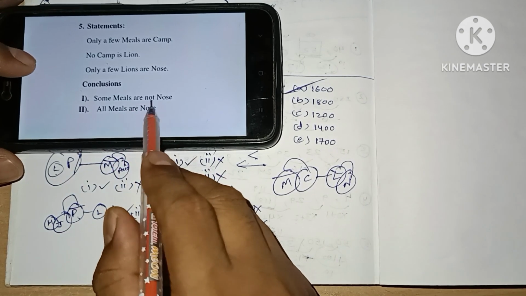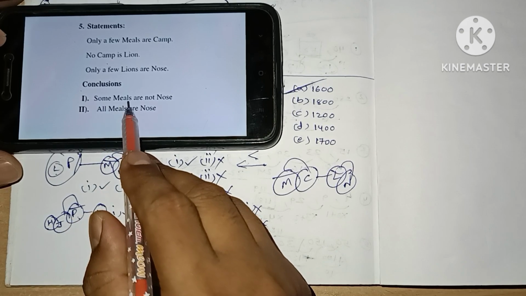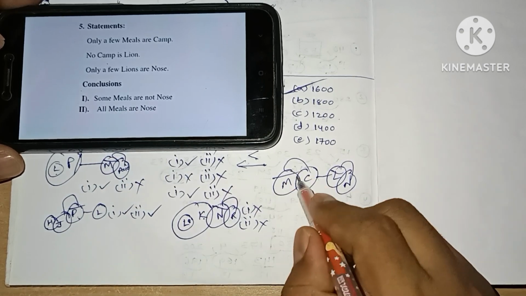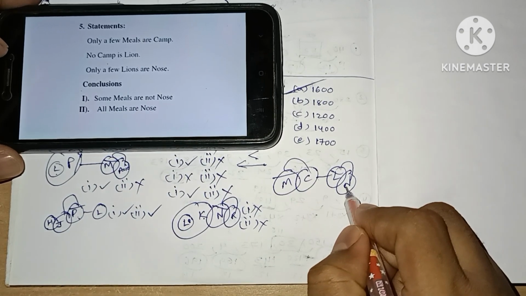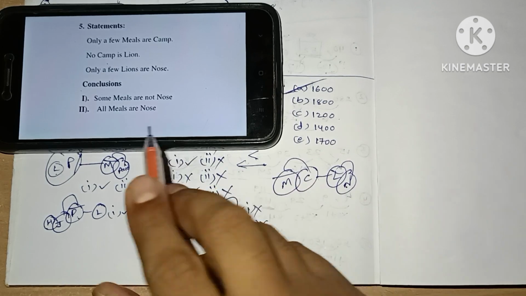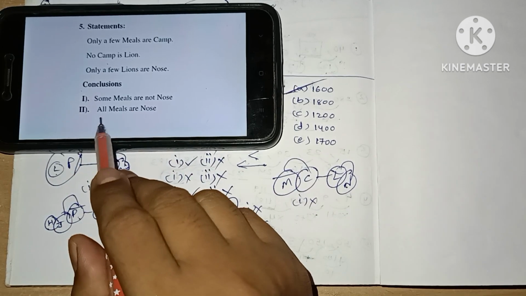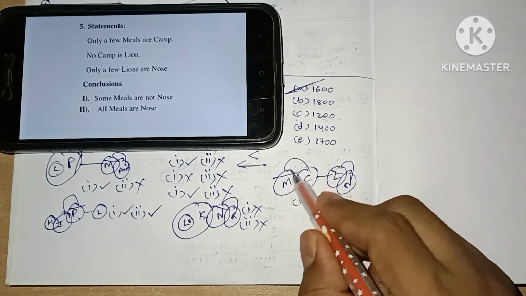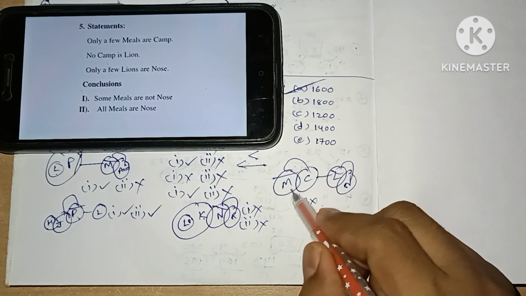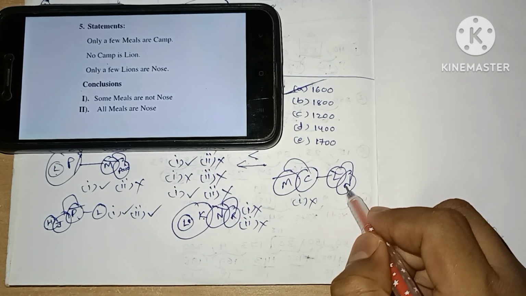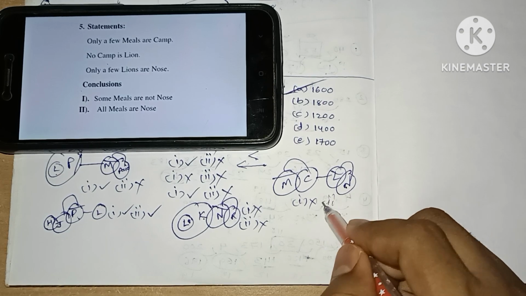We see not here. So we check all meals can be nose. All meals can be placed inside nose. It is possible. All case possible means some not case will be false. All meals are inside nose. No. So second conclusion is also false.